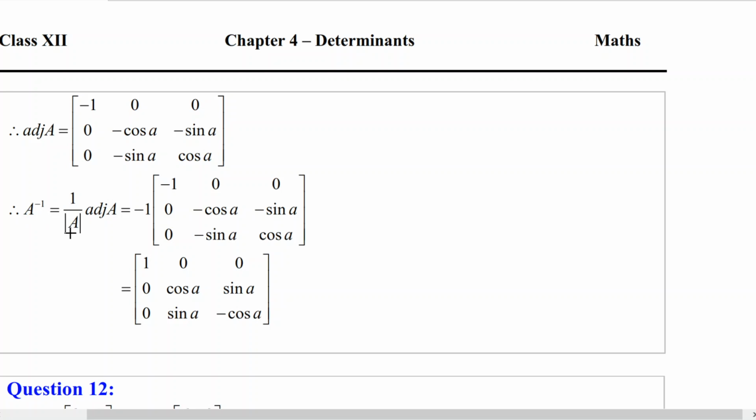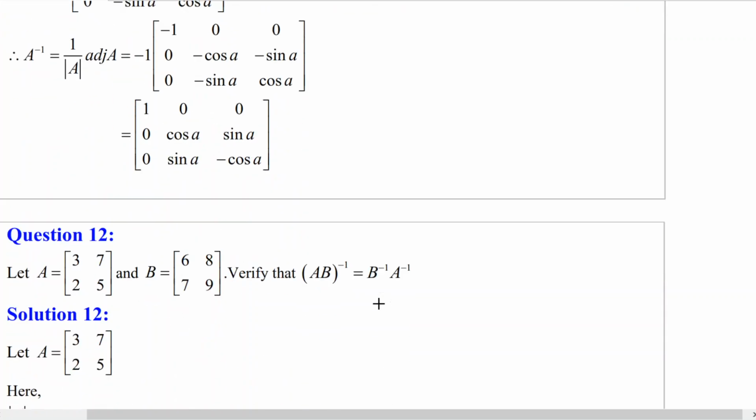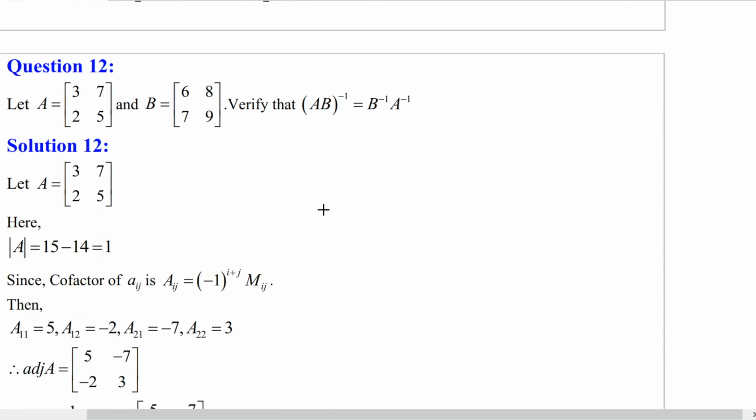So A inverse is 1 upon determinant A adjoint A. 1 upon determinant A is minus 1 itself, and adjoint A is this whole thing. Already we have seen how we got it. And now simply multiply this minus 1 with this whole matrix and you'll get the A inverse. Okay. So simple it is. Next, this is a property. This kind of thing we have already learned in transpose of a matrix, that AB transpose is B transpose A transpose. Similarly, AB inverse is B inverse A inverse. So we have to verify it.